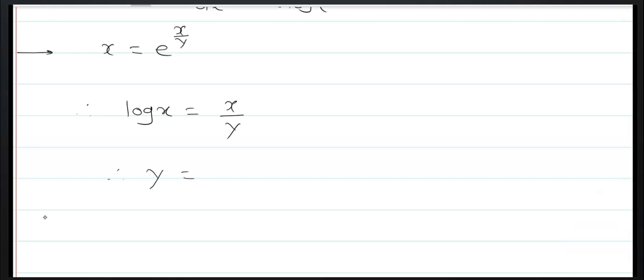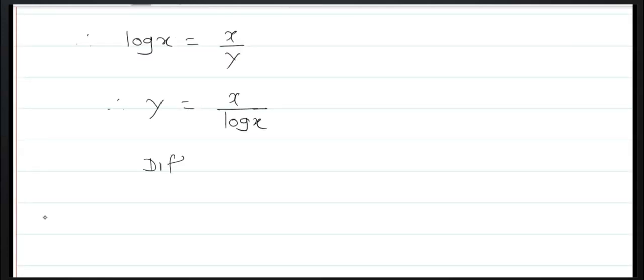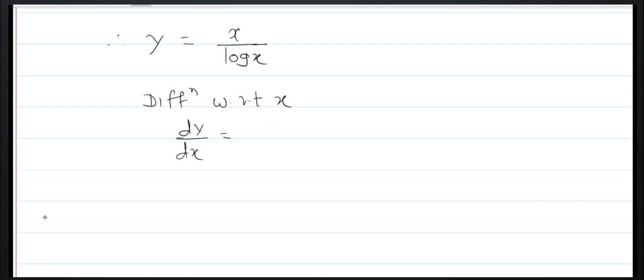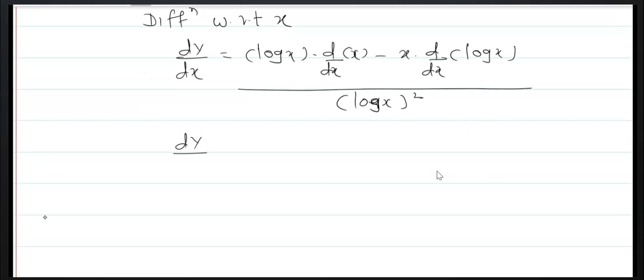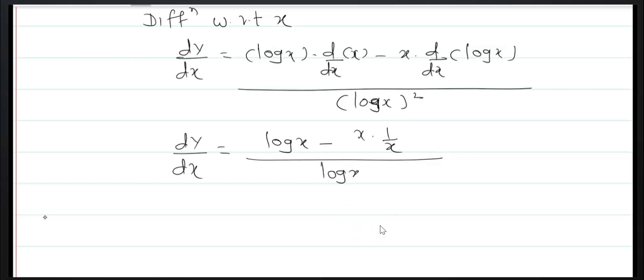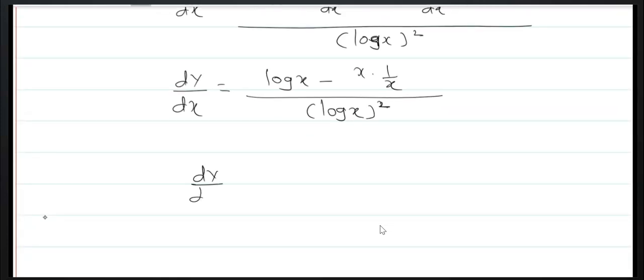Now here again very simple, we can express y in terms of x, that is y is equal to x upon log x. Now differentiate this with respect to x. Therefore dy by dx is equal to, apply the quotient rule: log of x into derivative of x, which is 1, minus x into derivative of log x, upon log of x bracket square. Therefore dy by dx is equal to 1 into log x minus x upon x into 1 upon x, log of x bracket square. Therefore dy by dx is equal to log of x minus 1 upon log of x bracket square.